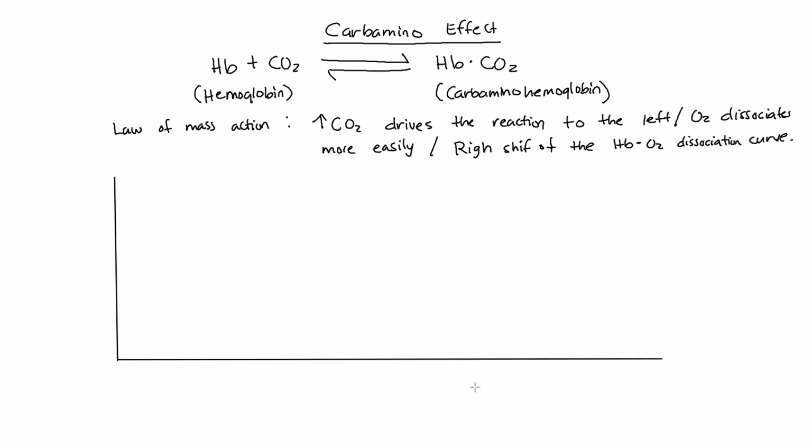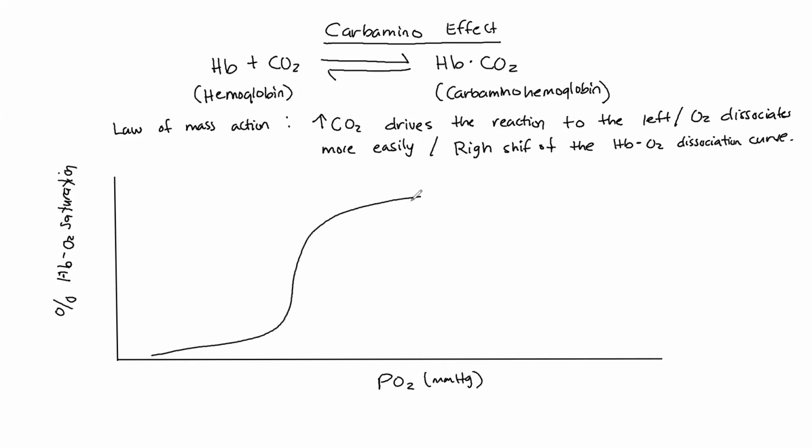Okay, so just reiterating this here with our graph, we've got the percent saturation, hemoglobin oxygen saturation. We're comparing that to the partial pressure of oxygen here. All right, and so we think about our standard curve in the center here. We think about our right shift, which is going to be in the presence of more carbon dioxide. So increased carbon dioxide causes a right shift.